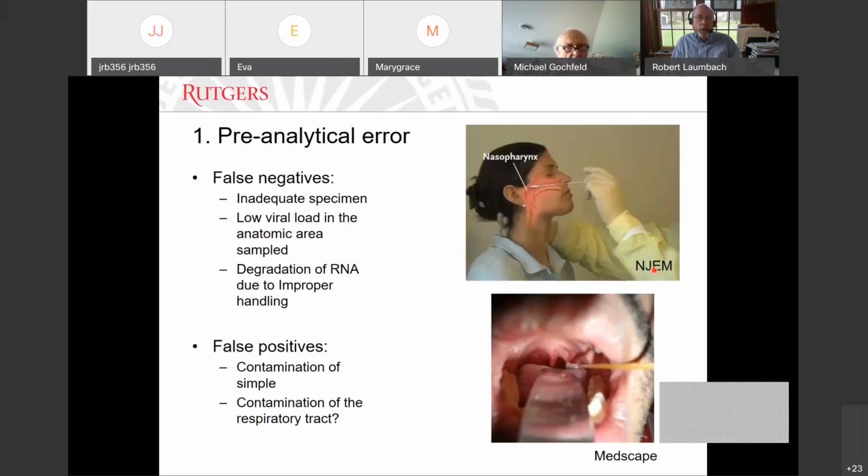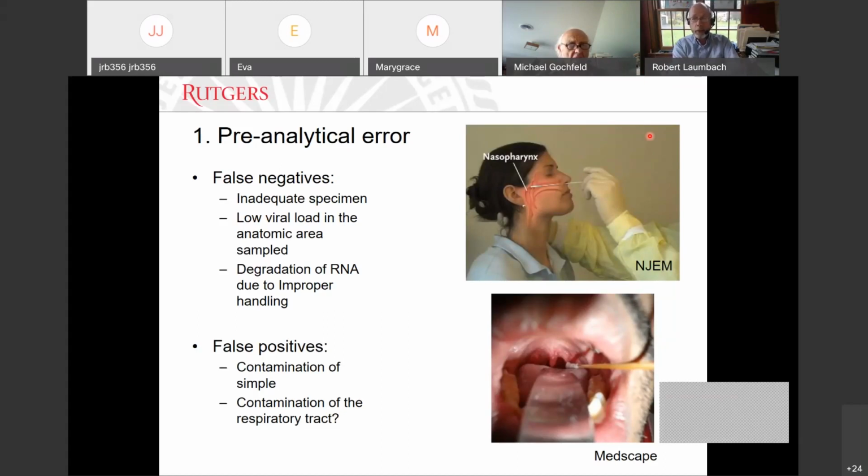So just to review, at the pre-analytical stage, there can be false negatives due to inadequate specimen. So here we have a figure showing what we should be sampling if someone does a nasopharynx sample, which is to put that probe all the way back to the posterior wall of the nasopharynx, and to what extent that happens, and we're actually taking a sample from there, and whether we're getting a good sample may vary, obviously.